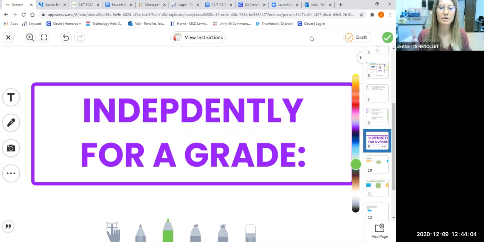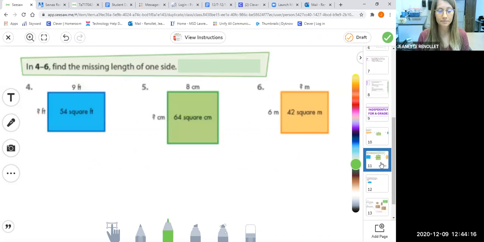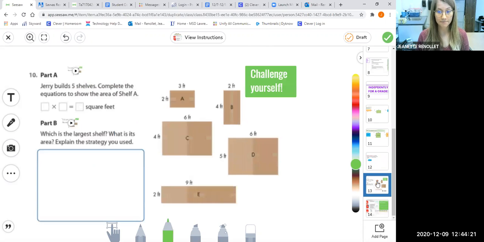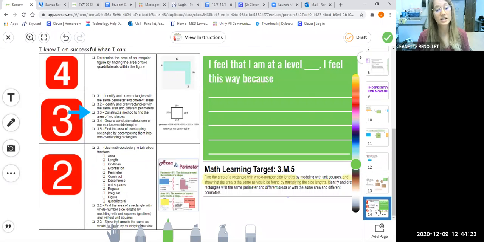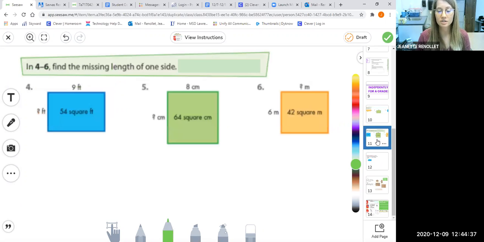Starting on slide number 9, it says this is your independent work for a grade. You have to complete slides 10, 11, 12, 13, and 14 is your reflection on your success today. Your job is to work independently and find the area using your knowledge of length times width. That is your job today.